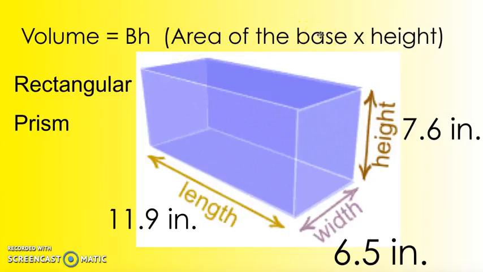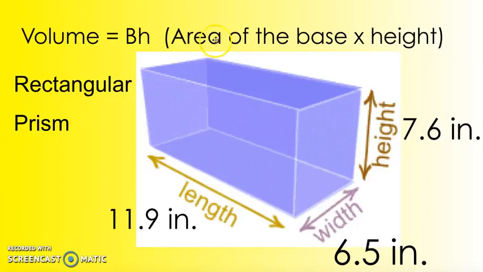The reason why we changed the wording of this is because the base is not always a rectangle or a square where you can do length times width. It's not always that shape. It could be a triangle, it could be a hexagon, it could be a pentagon, it could be all these different shapes. And so we need to change the formula so that you can start finding the volume of different prisms, not just a rectangular prism.